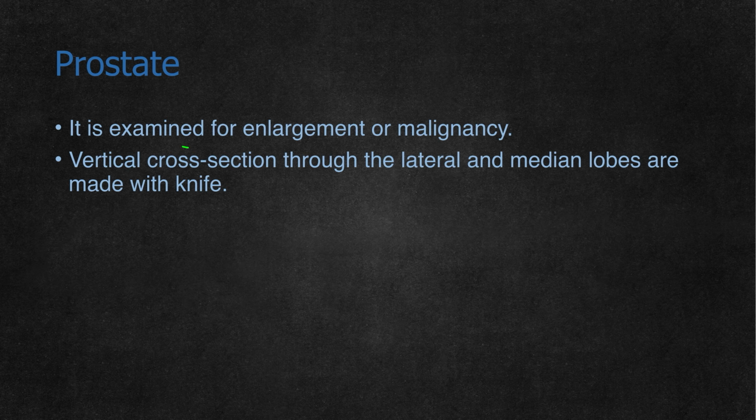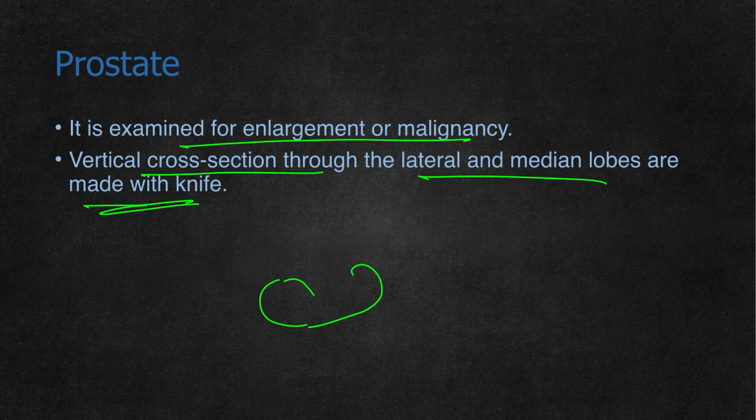is suspected, if urine is present, it has to be collected. Then the prostate is examined for enlargement or malignancy. Vertical cross sections through the lateral and median lobes are made with the knife. So the prostate has to be examined. Cross sections are taken, and the lateral and median lobes are sectioned separately and examined with the knife.